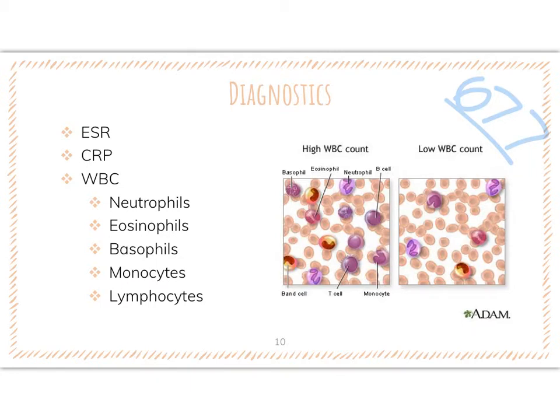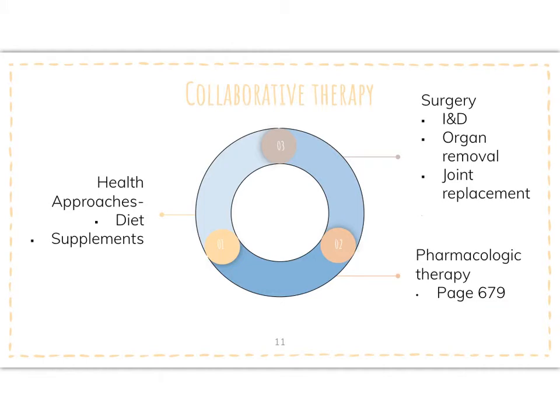The monocytes show up in a chronic inflammatory disorder, and the lymphocytes can show up, again, in infections and viral infections. All right, so talking about collaborative therapy, let's talk about health approaches. We've mentioned diets. You guys will understand when we go through, for instance, IBD and peptic ulcer disease, that there are particular diets individuals need to follow. And as I've said before, there are some supplements that we believe can reduce inflammation. Some of these are the omega-3 fish oils, the flax seeds, some of the vitamins.